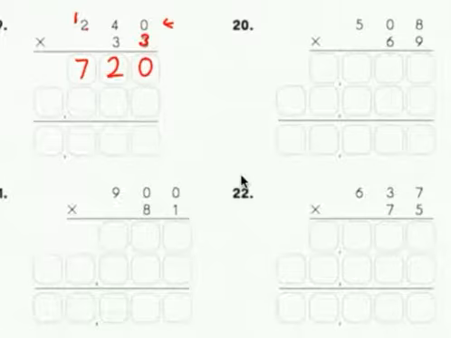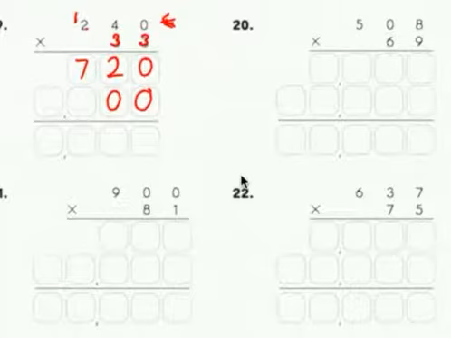Step 2, we multiply the number in the tens place by the top row. Again, before we start writing our answer, we have to drop the egg so we can move everything over and start in the tens place. 3 times 0 is 0.